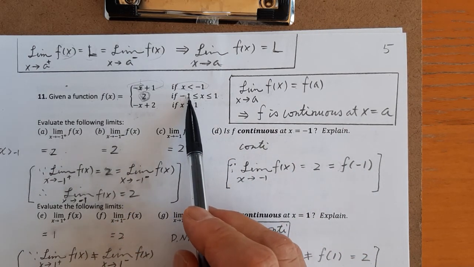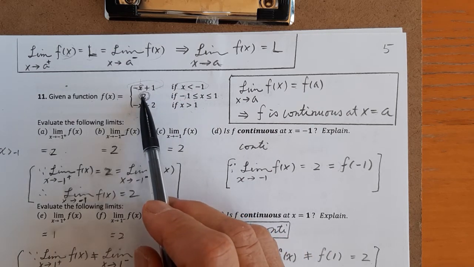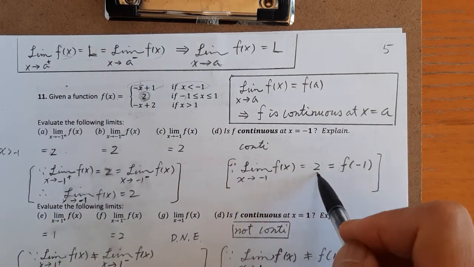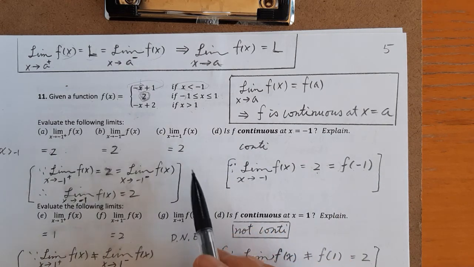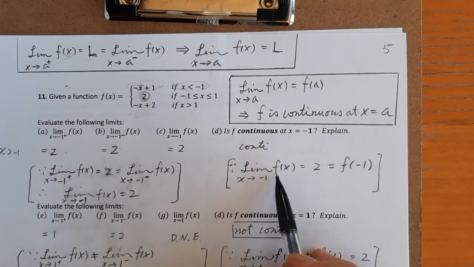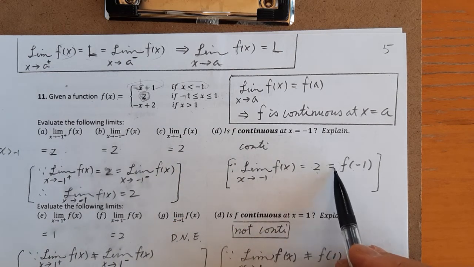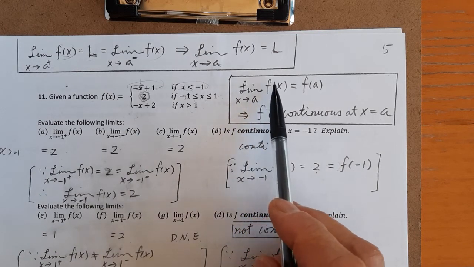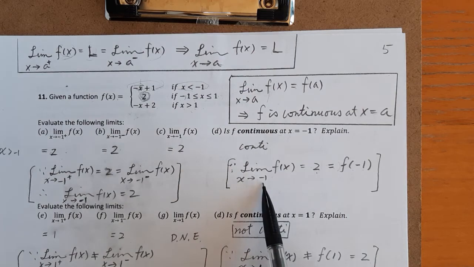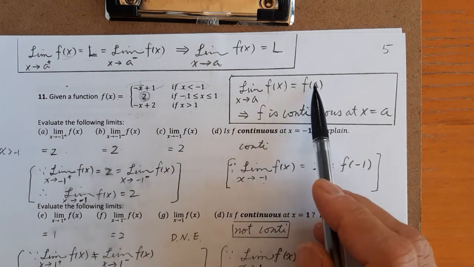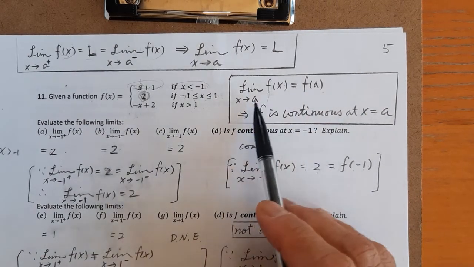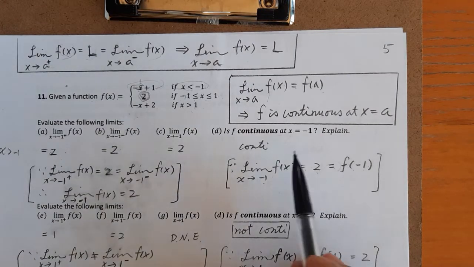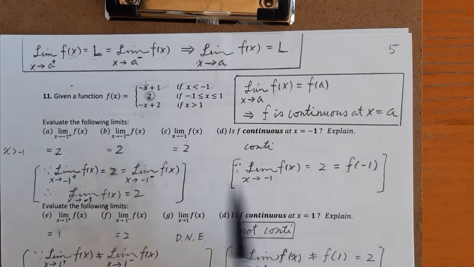f of -1: x equals -1, f of x is 2. So f of -1 is 2. So for this question, when x approaches -1, f of x equals 2, and that is equal to f of -1. So when x approaches a, the limit of f of x equals f of -1, which equals 2. So it satisfies this. Then you say f is continuous at x equals -1. Yes, it is continuous.